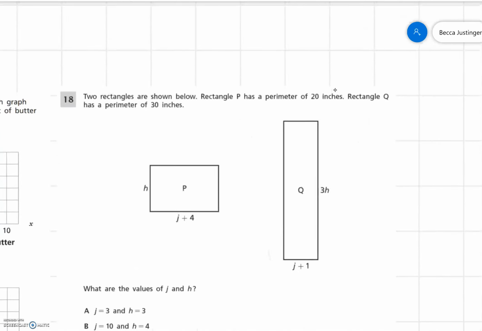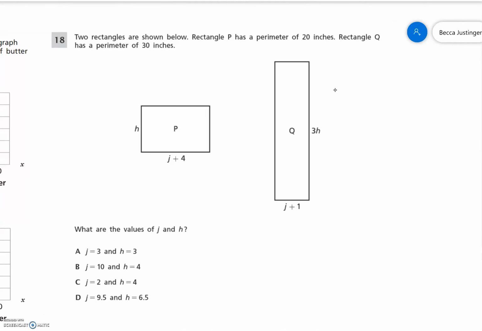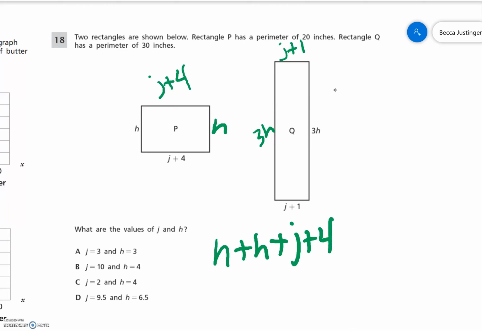Next one, last one for today. 2 rectangles are shown below. Rectangle P has a perimeter of 20 inches. Rectangle Q has a perimeter of 30 inches. What are the values of J and H? Well, this has to be H, and this has to be J plus 4. This is 3H, and this is J plus 1. So we know that H plus J plus 4 plus H plus J plus 4 equals 20 inches.